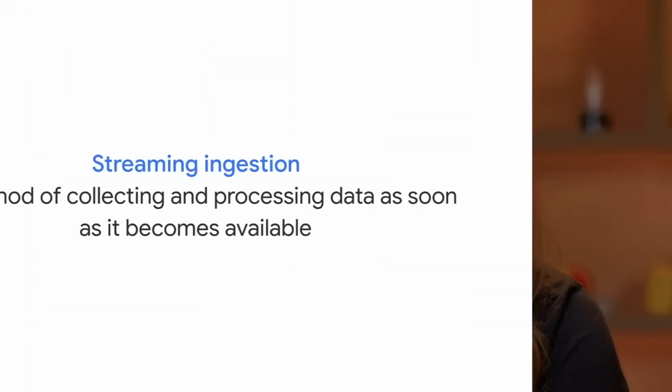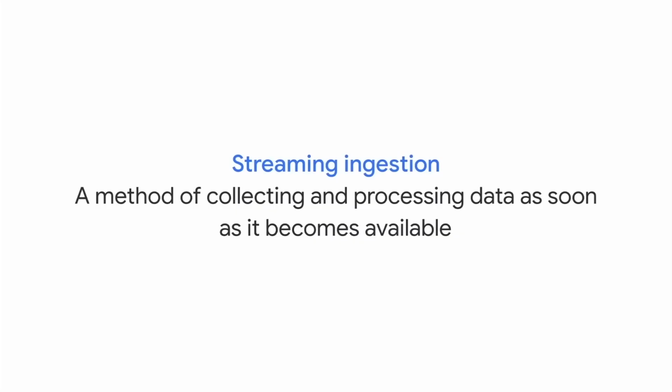The second main way to ingest data is streaming ingestion. Streaming ingestion is a method of collecting and processing data as soon as it becomes available. Streaming ingestion is best for data teams that need to process and act quickly.